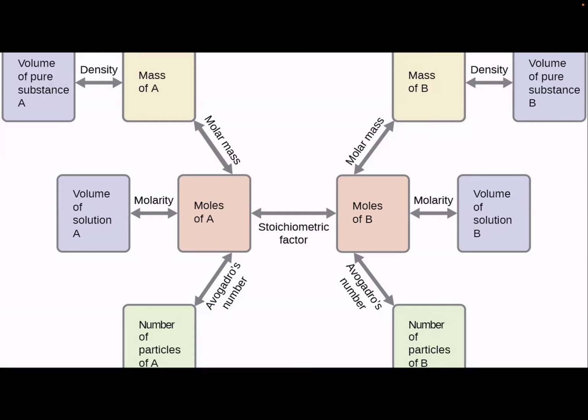There is the density. The density is used as a conversion factor anytime you're needing to go between the volume of a pure substance and the grams of a pure substance, meaning the volume of ethanol to the grams of ethanol, or the volume of isopropyl alcohol to the grams of isopropyl alcohol, meaning that the starting substance and the ending substance is the same material.